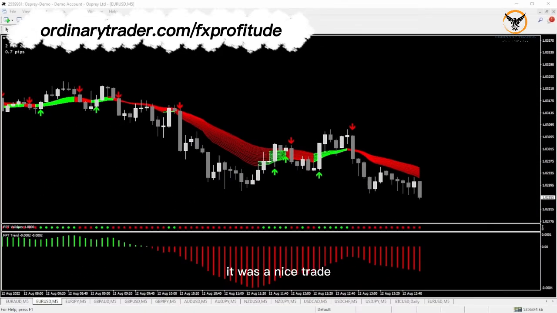We won this trade. It was a nice trade. We had a little bit of a pullback in here, but we ended up getting our take profit hit. And if you noticed, we were able to move the stop loss into profit. Now, we didn't have the stop loss into profit by a whole lot, but if we had lost this trade, because of the trade management, we would not have lost any money on this particular trade. So this was a really nice trade thanks to the FX Profitude trading system.